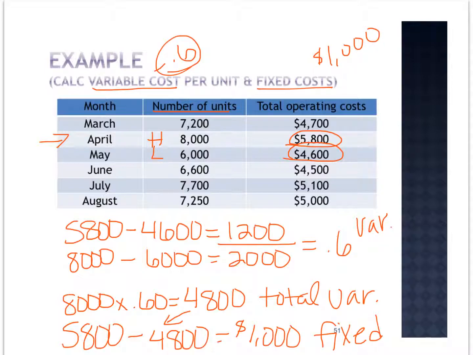Given that information, we could plug in our variable cost and fixed cost to project total operating costs at any level within the relevant range. And in that case, the cost equation would be total costs would equal 60 cents per unit multiplied by the number of units plus fixed costs of $1,000.